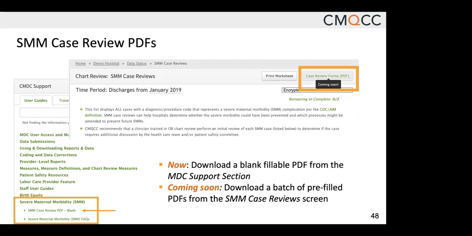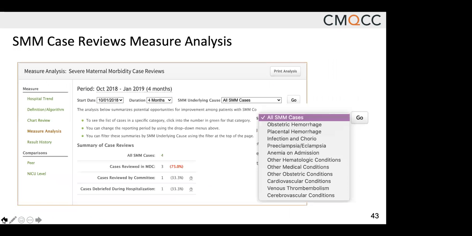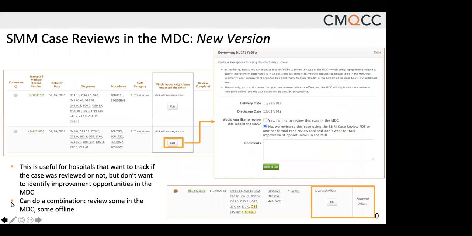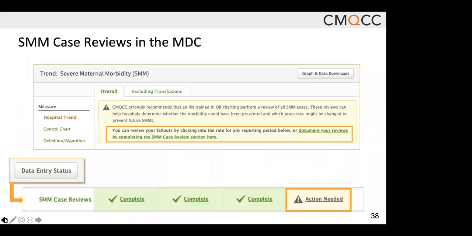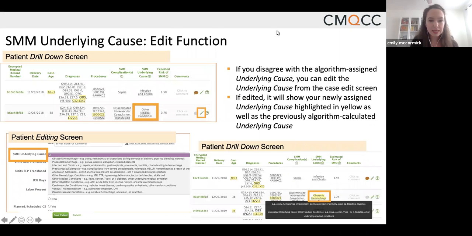Can you also review, Emily, where to find the editing pencil on the patient drill down for SMM? Absolutely. So on the drill down screen, there are two places where you can edit a case.